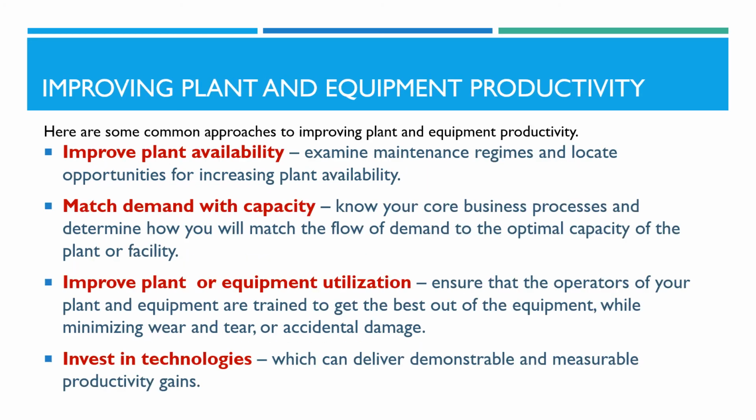Here are some common approaches to improving plant and equipment productivity. Improve plant availability. Examine maintenance regimes and locate opportunities for increasing plant availability. Match demand with capacity. Know your core business processes, and determine how you will match the flow of demand to the optimal capacity of the plant or facility. You will also want to improve plant or equipment utilization. Ensure that the operators of your plant and equipment are trained to get the best out of the equipment, while minimizing wear and tear, or accidental damage. And you may want to invest in new technologies, which can deliver demonstrable and measurable productivity gains.